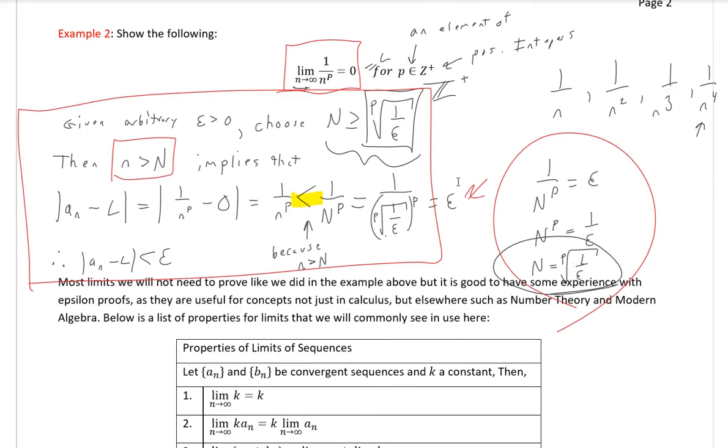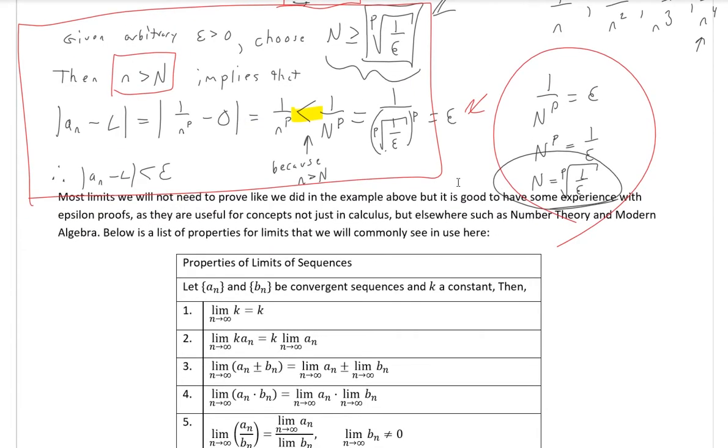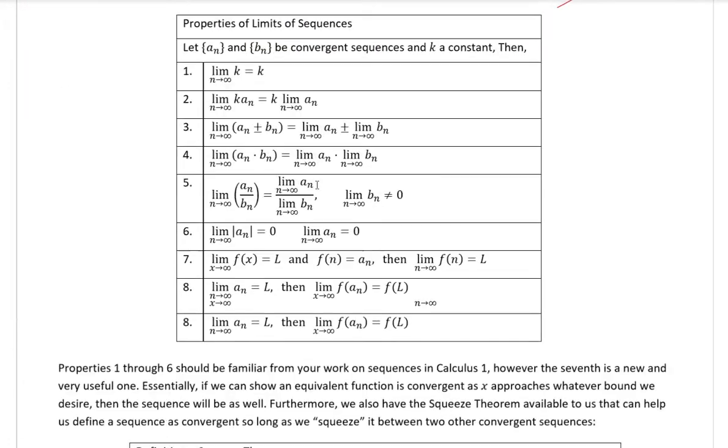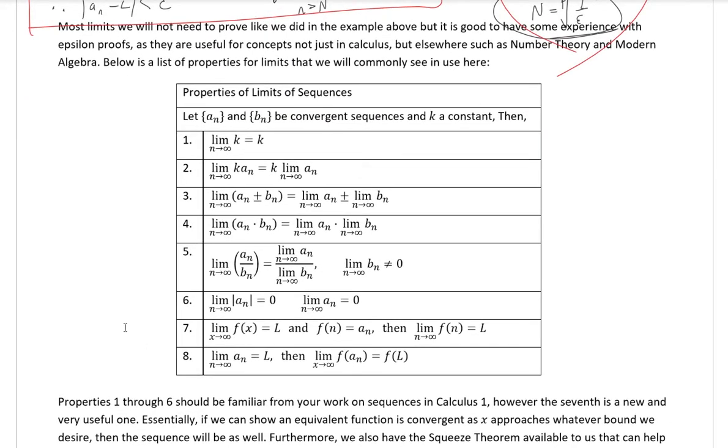What we are going to do a lot of with sequences, though, is stuff like L'Hopital's, but we also have a lot of properties of sequences we can use here. Most of these have already been shown before in calculus and other classes, so I'm kind of just summarizing them here. First, the limit of a constant k is equal to that constant. The limit of a constant times a sub n, you can pull the constant in front of the limit.